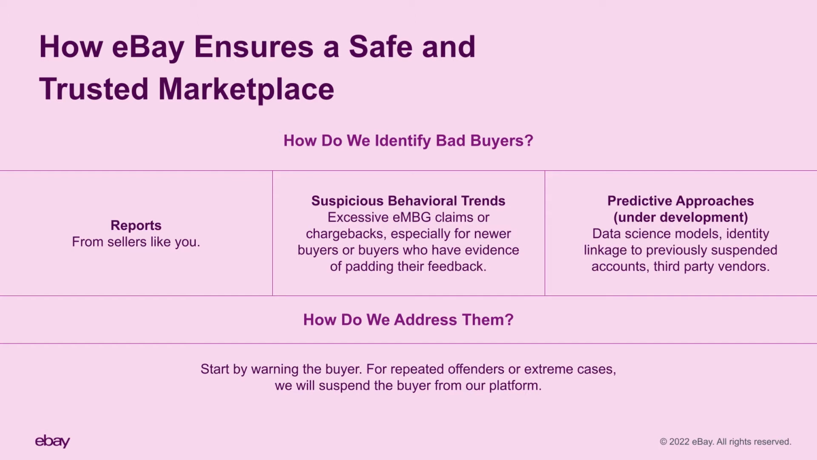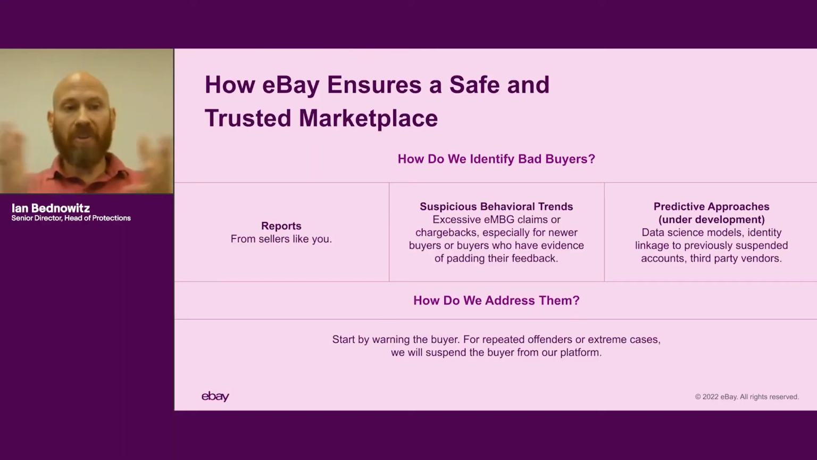First of all, we need to find these bad buyers. And the box on the left, this is very important that you report buyers to us when you have these issues, because that's the way, we don't touch the item. So the only way that we know if there's a bad buyer is if you tell us, or in the middle box, we look at trends.